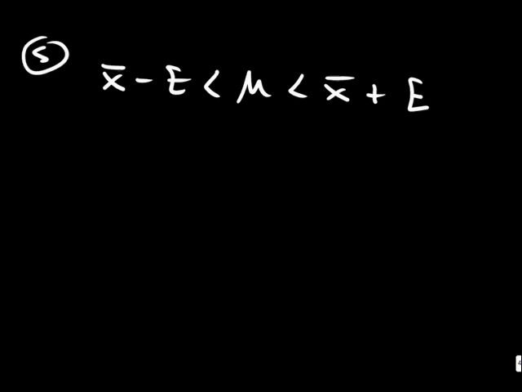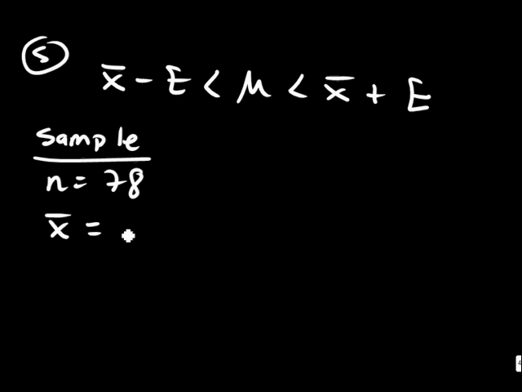Question 5. Question 5 is estimating a mean. So we will use the estimating a mean format. That's the sample mean minus an error is less than the true mean, which is less than the sample mean plus your error. Now here, they give you sample information, which is a sample size of 78, a sample mean of 409, a sample standard deviation of 37.